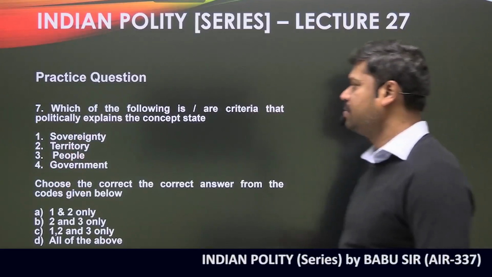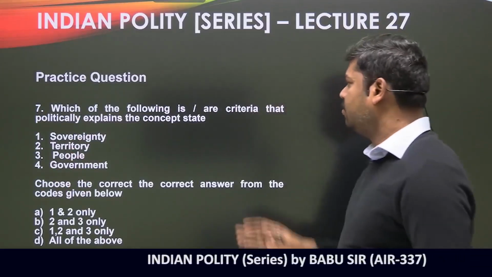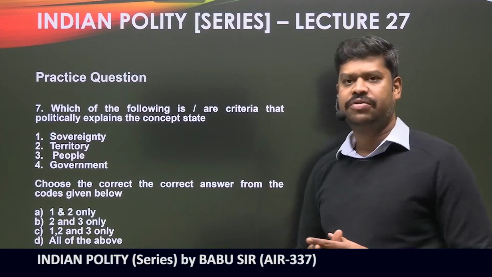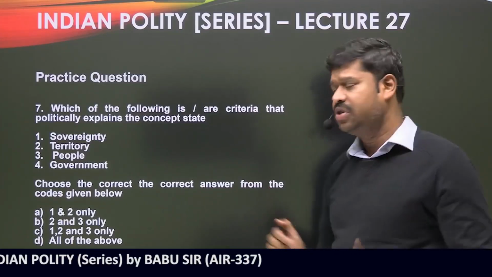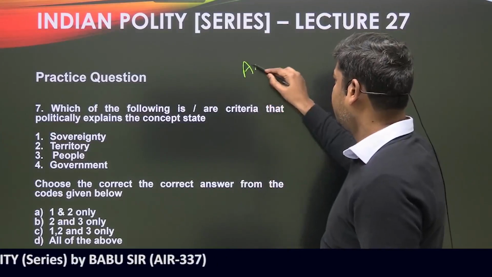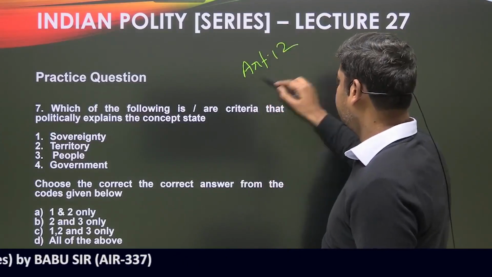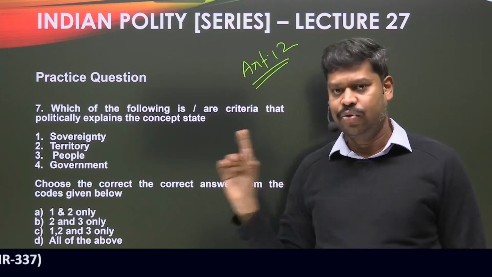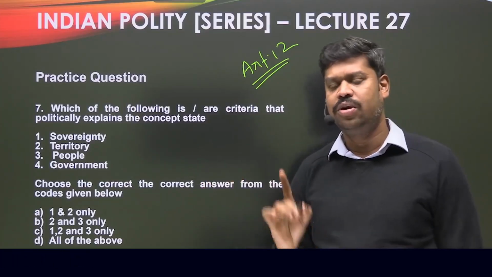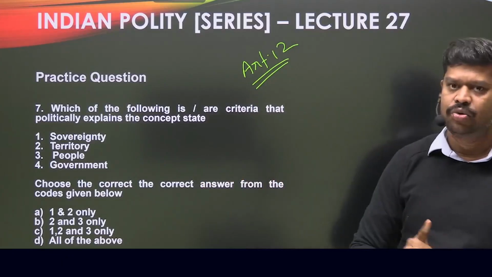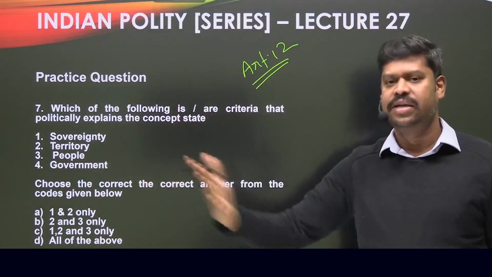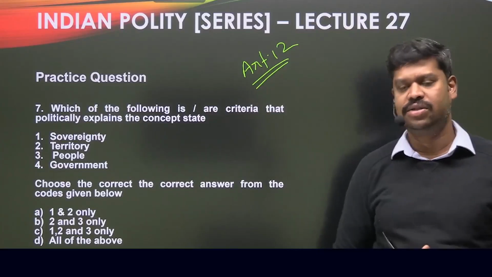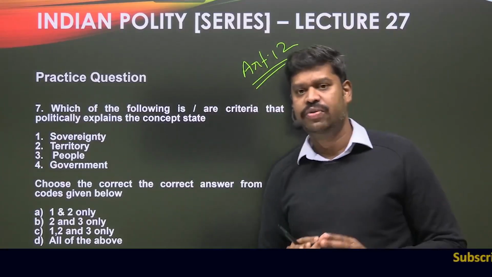Come to question number 7. Which of the following are the criteria that politically explain the concept of state? I'm not looking for the definition of state under Article 12. In my video, we try to understand the definition of state under Article 12. But the question here is not asking that; it is asking how a state would be defined politically, in political science, and what the characteristics of a state are. This also we have understood.